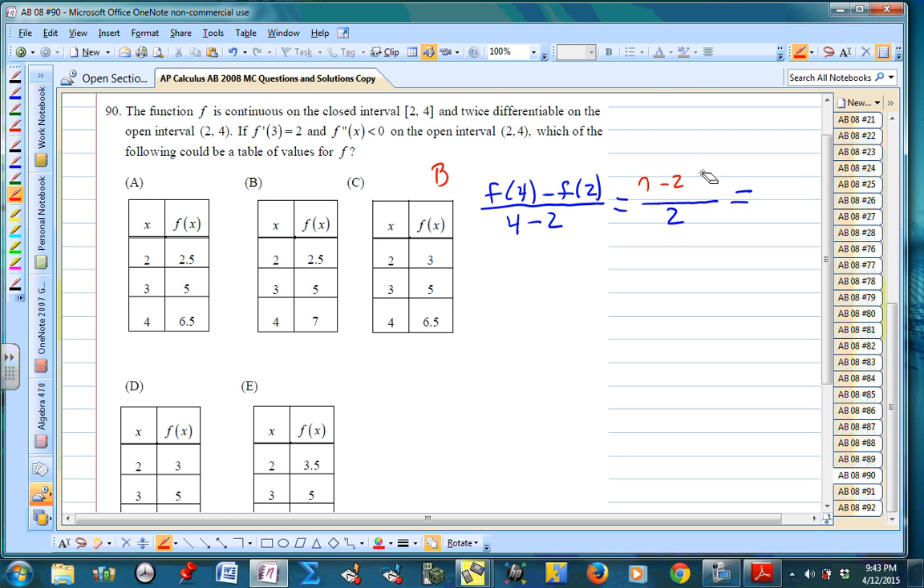Now let's look at part C. If we look at part C, our average rate of change is 6.5 minus 3 over 4 minus 2, which will give us 3.5 over 2, or 1.75. Again, we increased by 2, and then we increased by 1.5. I don't think C is eliminated from contention either, but C is not the answer that we're going to come up with.